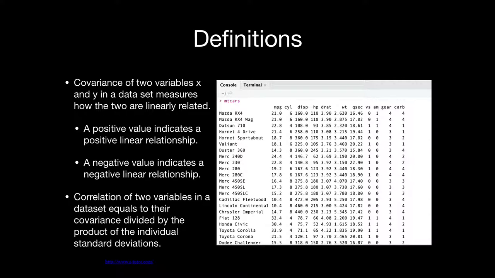Now, some more concepts to go over. The covariance of two variables, x and y, in a data set measures how the two are linearly related. A positive value indicates a positive linear relationship. A negative value indicates a negative linear relationship. The correlation of the two variables in a data set equals their covariance divided by the product of their individual standard deviations.